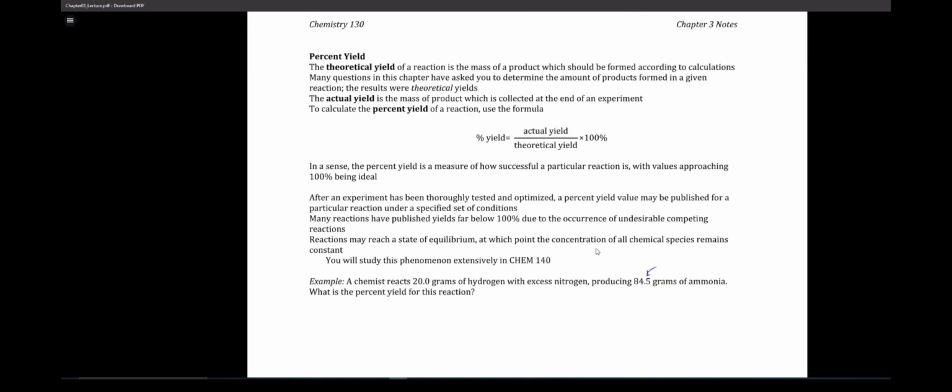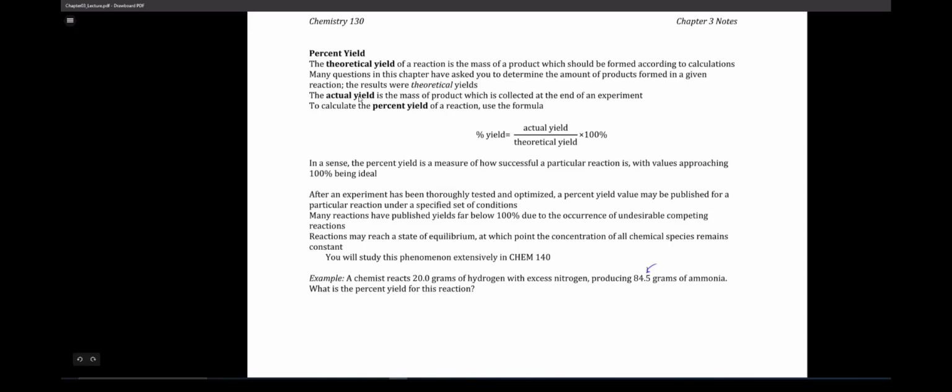Okay. So a chemist reacts 20 grams of hydrogen with excess nitrogen, and they get 84.5 grams of ammonia. I want to know what the percent yield for this is. So 20 grams of hydrogen is the starting amount. What do we call that number right there, the 84.5? It's one of these terms right here. It's the theoretical yield or the actual yield.